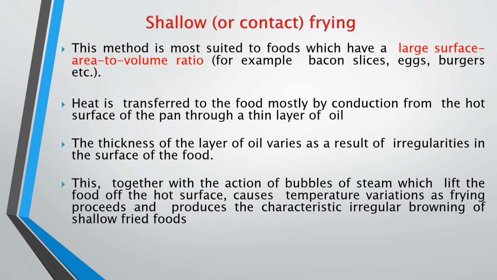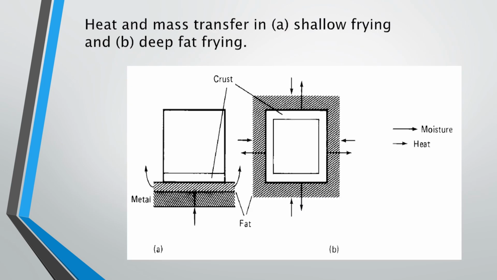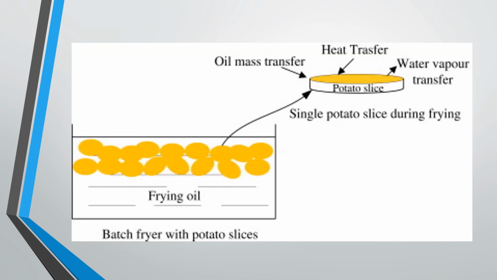Here, heat is transferred to the food mostly by conduction from the hot surface of the pan through a thin layer of oil. The thickness of the layer of oil varies as a result of irregularities in the surface of the food. This together with the action of bubbles of steam which lift the food off the hot surface causes temperature variations as frying proceeds and produces the characteristic irregular browning of shallow fried foods. Heat and mass transfer in shallow frying and deep fat frying is shown in this picture. We can see the batch fryer with potato slices.